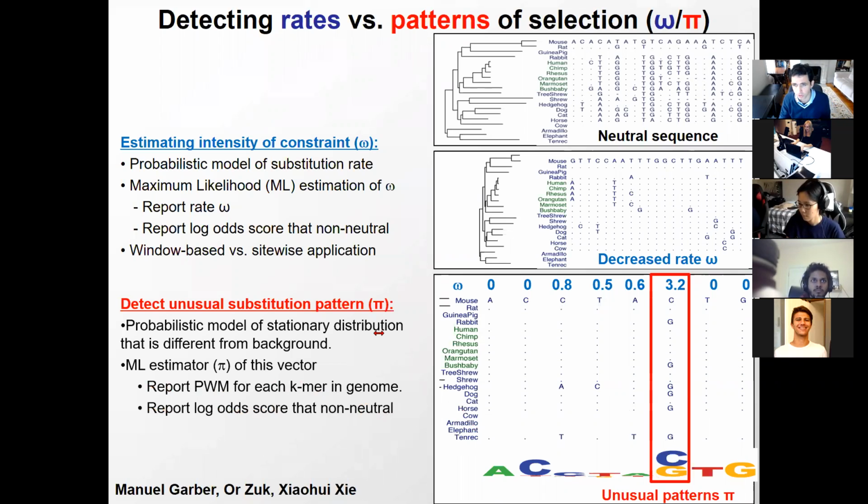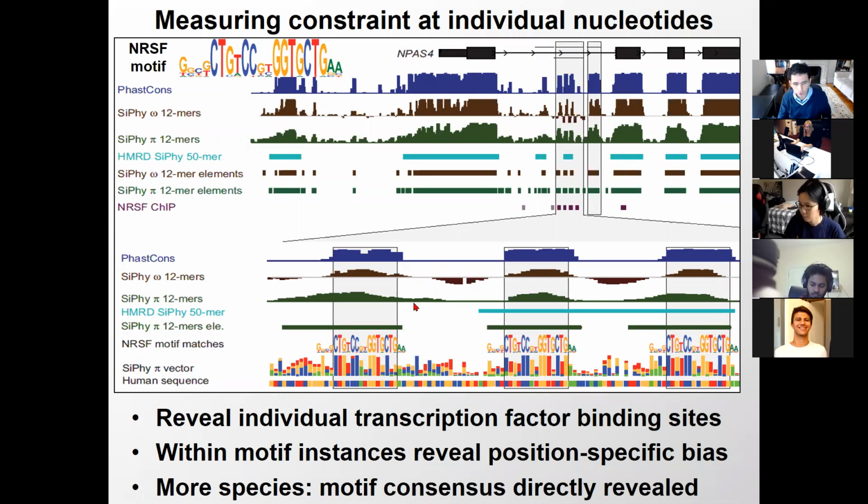Awesome. So 36, 64, 0, 0, 0. So using this, we can now go through the genome and not just say what is highly conserved or what is lowly conserved, but also what is conserved as a T or G, as an A or C, and so on and so forth. Okay, so we can basically match position weight matrices across the genome. And we've used that to now reveal individual transcription factor binding sites and also within motif instances of position-specific biases.